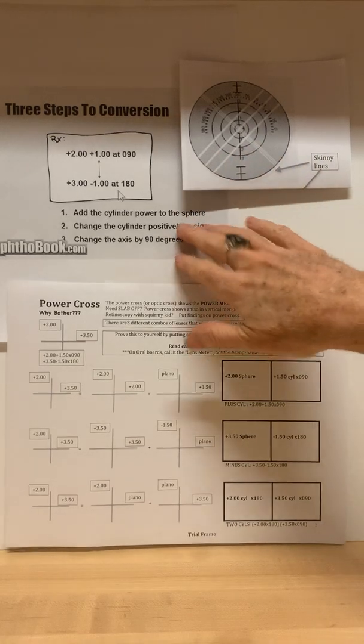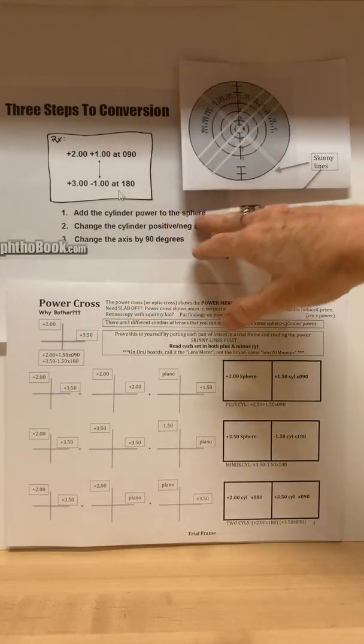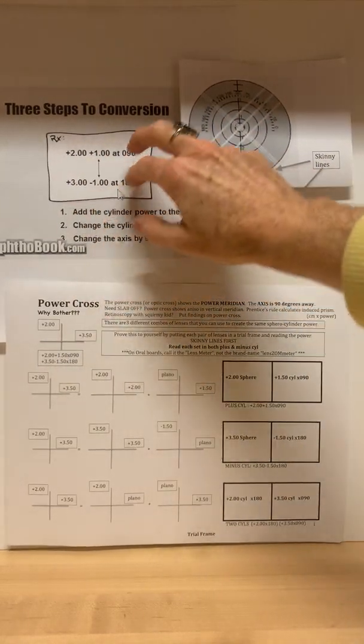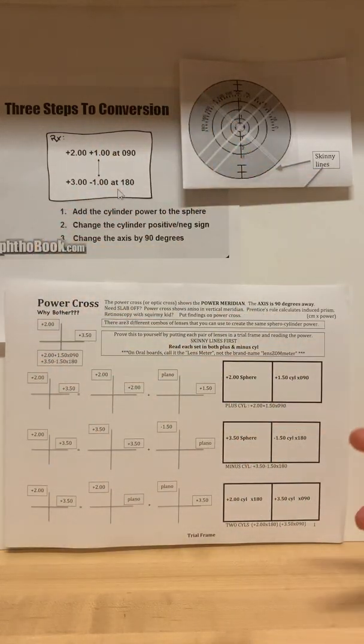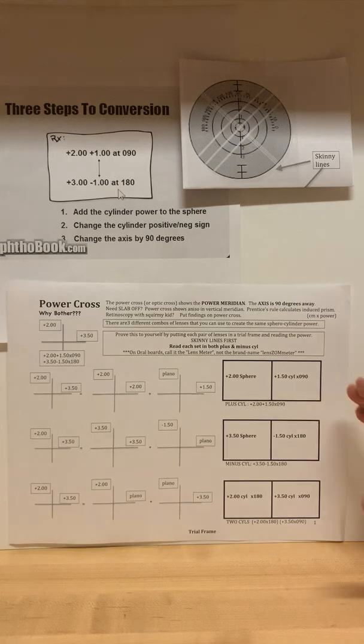You all have learned how to convert between the plus cyl and the minus cyl notation of the glasses prescription. You add these algebraically, you flip the sign, you rotate 90 degrees. So pretty straightforward how to convert, but what are you really doing? This demo kind of shows you.